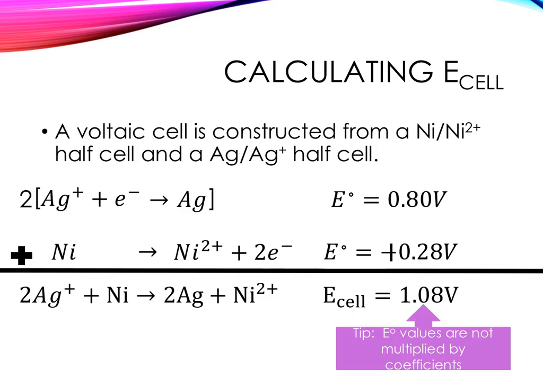All right, one thing that's very important that I have to point out: E0 values are not multiplied by coefficients. So we had to multiply the silver half reaction by 2 in order to make the electrons cancel. But I do not multiply the E0 value by 2. Right? It is an intensive property. The way the volt is defined already takes care of that. So don't make that very, very common mistake.